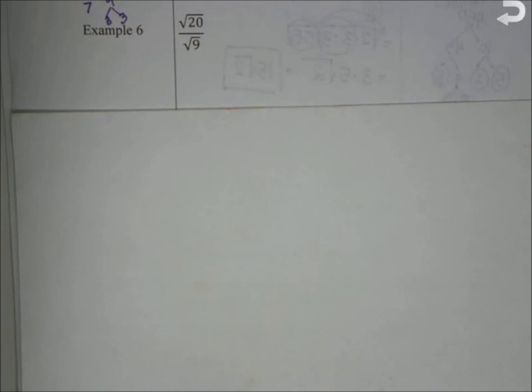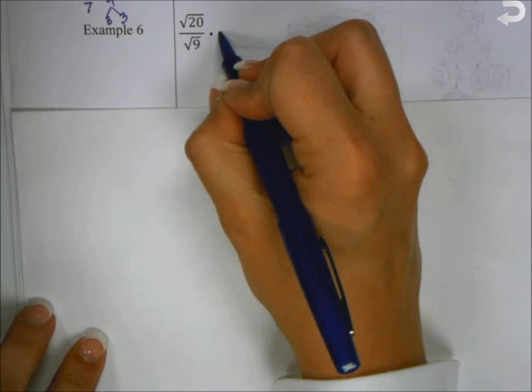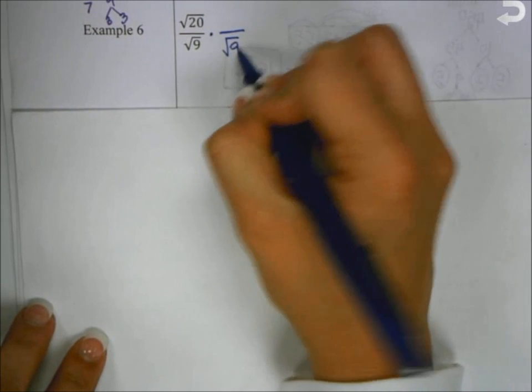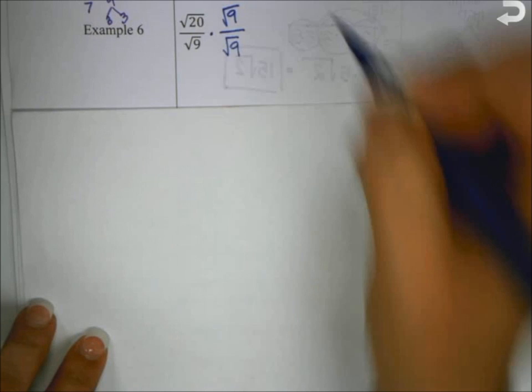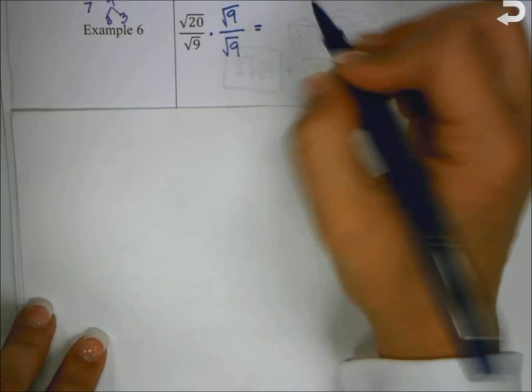Now, we could do this without having to multiply by the denominator, but let's do it anyway. So what am I going to multiply the top and the bottom by? Square root of 9. Okay, so that gives me square root of 9 times square root of 9? 9.